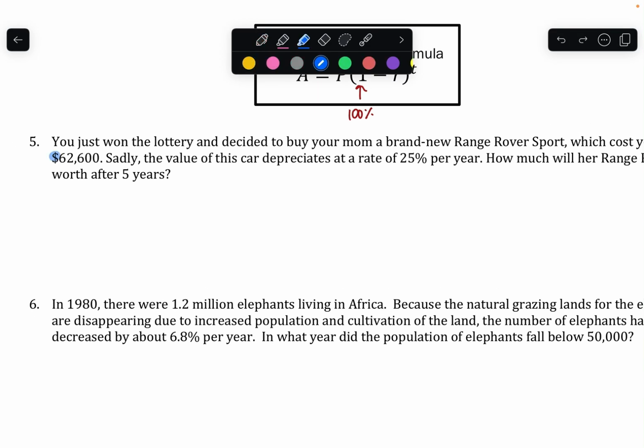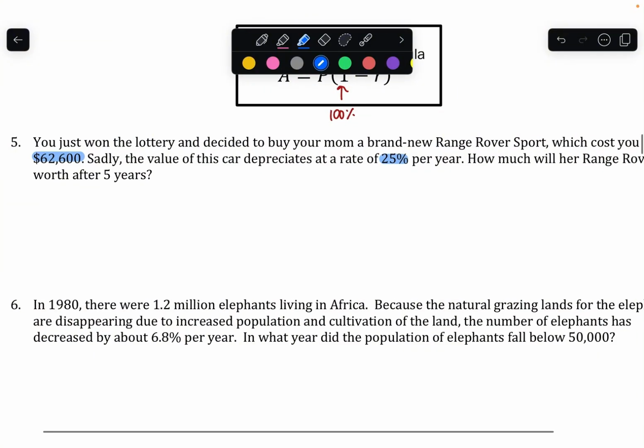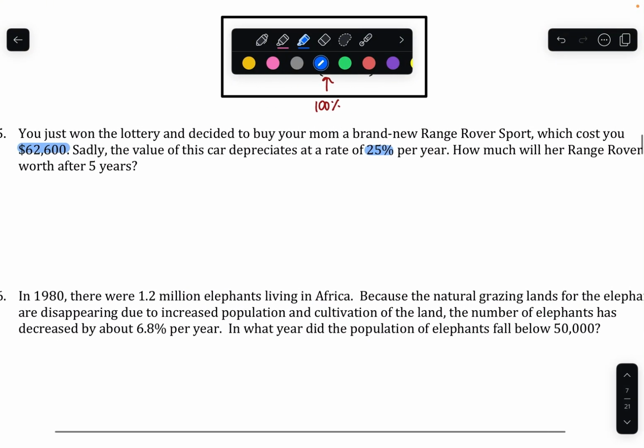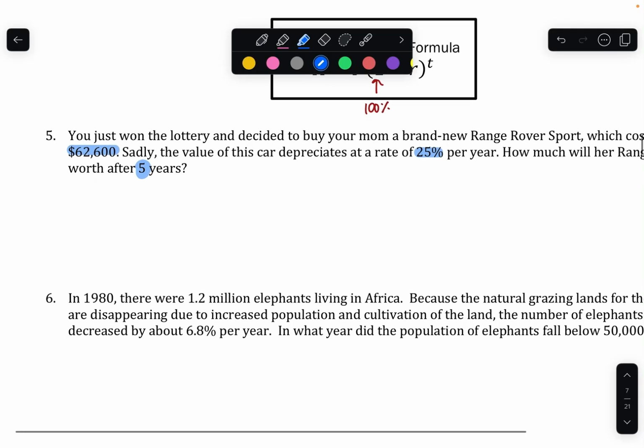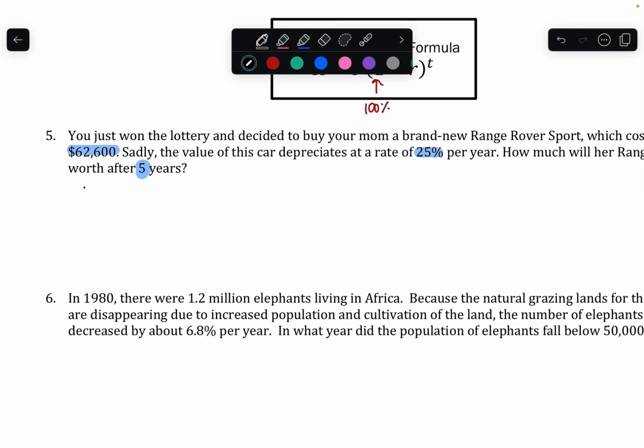Okay, so getting our information: our present value, our depreciation rate, and then our time. We know the present value is $62,600. We know the rate of depreciation is 25, so move your decimal 2 places. And then we're looking for 5 years, and we're trying to find that future amount.